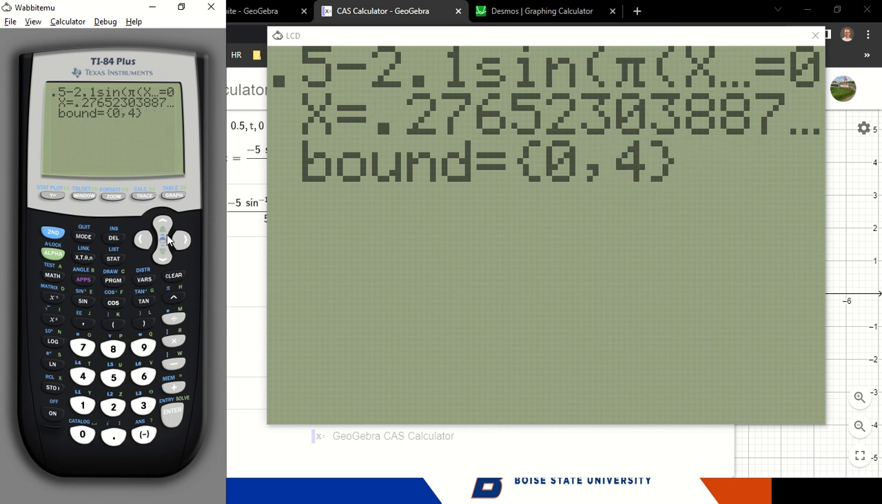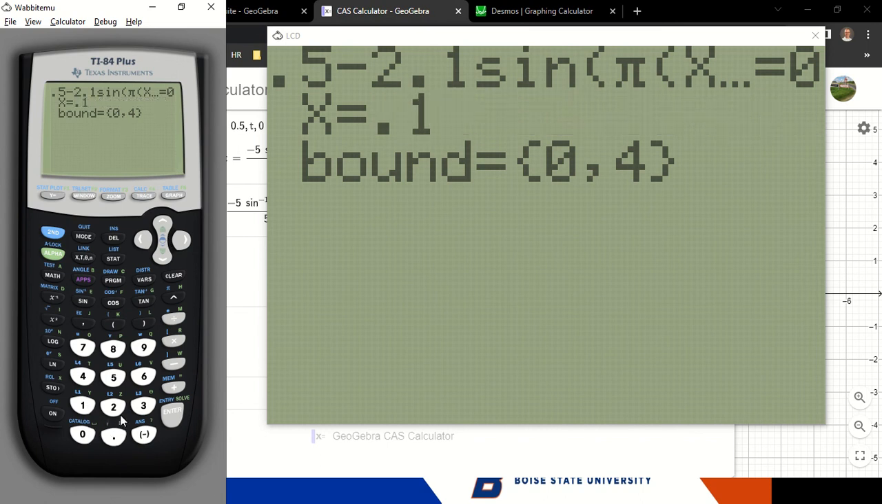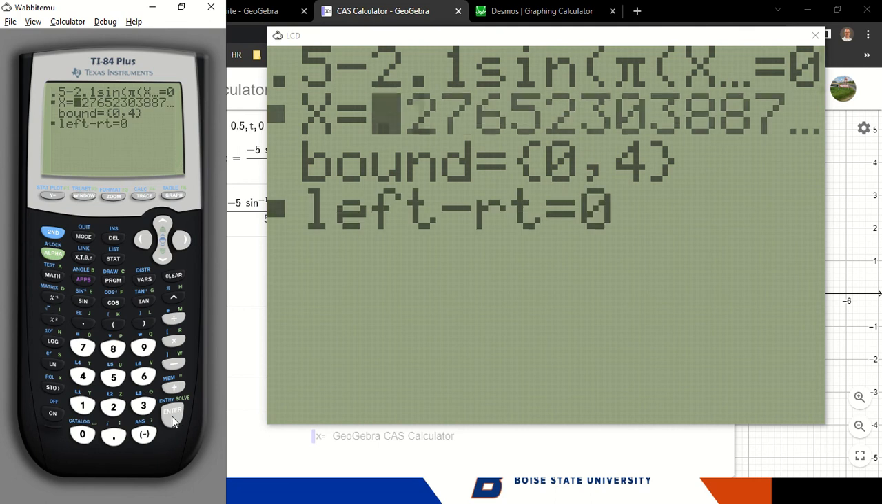And then here's where everybody gets confused about how this works. You have to give it a guess. So I'm just going to type in 0.1. And then you press alpha enter, which is your solver on a calculator, and it'll look for a solution. So there's the solution, 0.277 again.